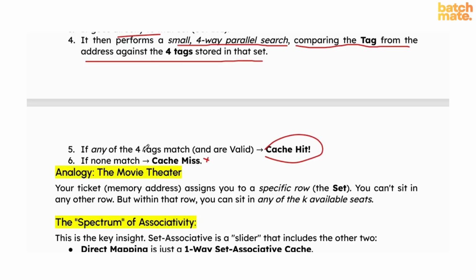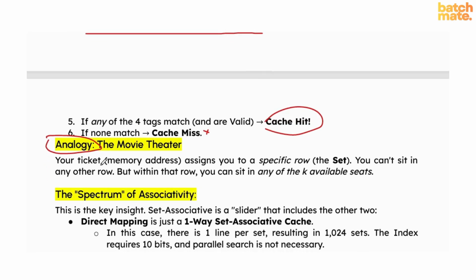Now, to make this stick, let's use the movie theater analogy. Your ticket, which is the memory address, assigns you to a specific row, which is a set. The rule is strict. You must sit in row 5. However, once you get to row 5, there are 4 empty seats. You can sit in any of those 4 seats.